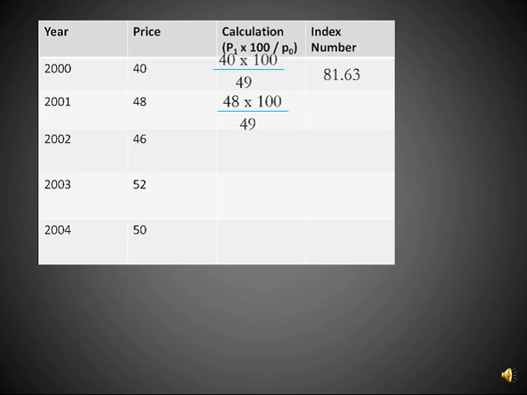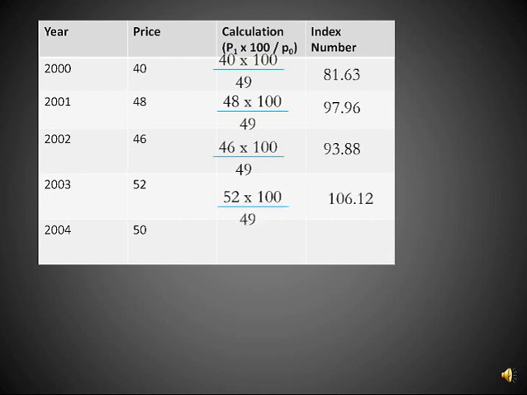Similarly for 2001, P1 will be the price of 2001, that is 48 into 100 upon 49. So here what you can see is that P0 will remain the same in all the calculations. So the index number comes to 97.96. For 2002, P1 will be the price of 2002, that is 46 into 100 upon 49. So here the index number comes to 93.88.